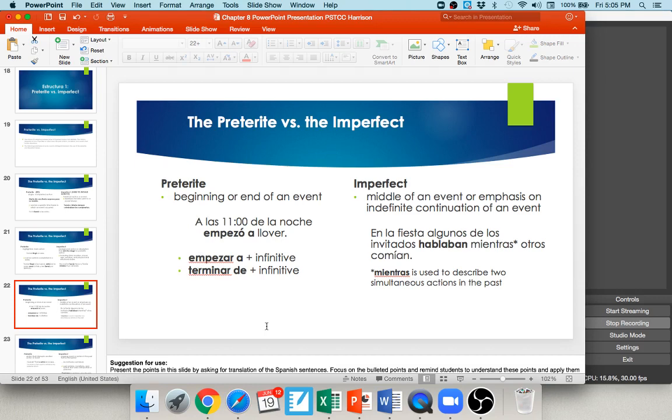Some imperfect examples. Whereas the preterite emphasizes the beginning or ending of something, the imperfect is more of the middle of the event, or an emphasis on some kind of indefinite continuation or indefinite period of time during the event. So, for example, en la fiesta, algunos de los invitados hablaban mientras otros comían. So at the party, some of the guests were talking while others were eating. We don't know how long they were talking. We don't know how long they were eating. It's an ongoing sort of middle event, okay? Notice that word there, mientras, which means while. In this case, it's used to describe two simultaneous actions in the past. Very commonly used here. So make sure you know mientras, while.